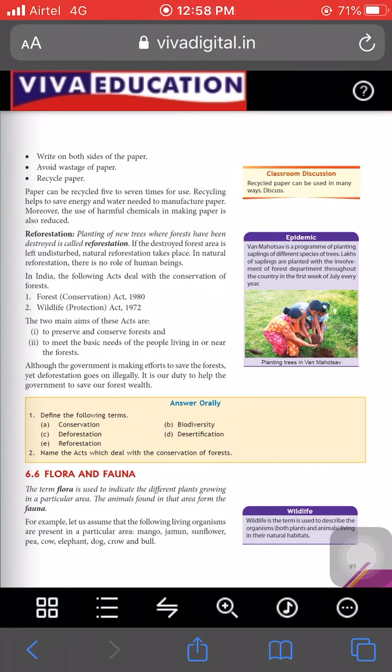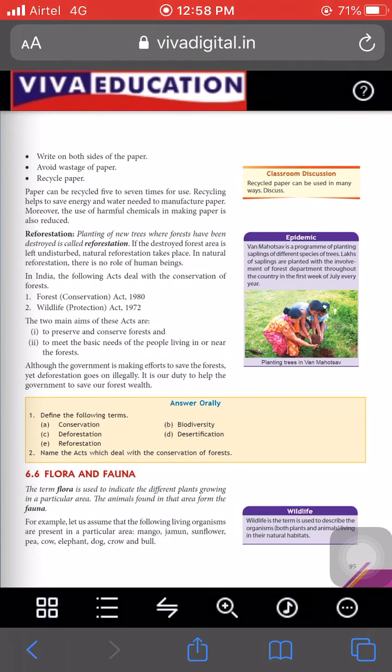Now in the third part, we discuss the difference between flora and fauna. The term flora is used to indicate the different plants growing in a particular area. Flora is related to the different types of plants present in a forest or in our biodiversity. Fauna is related only to the animal species.